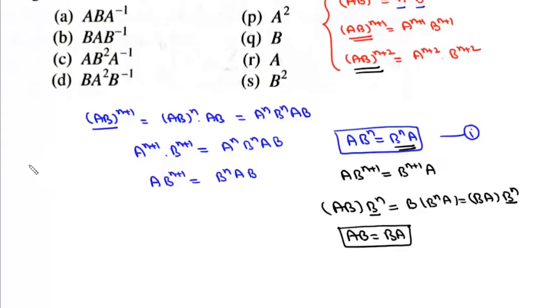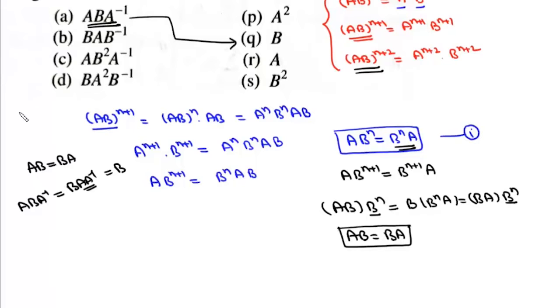So now we have this result, which is ab equals ba. Now here we need ab a inverse. So if we multiply a inverse to the right, then we can write ab a inverse as ba into a inverse, which is I. So this is simply equal to b. So this a matches with q.